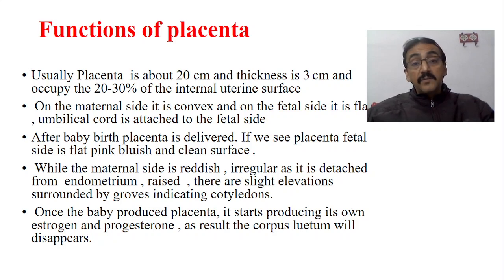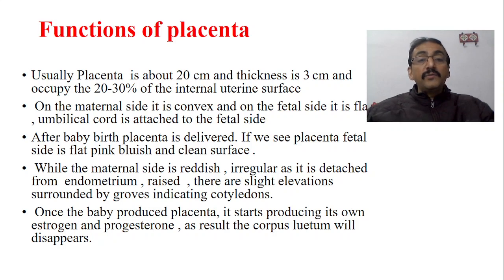On the maternal side it is convex, and on the fetal side it is flat, and the umbilical cord is attached to the fetal side. After the baby is born, the placenta is delivered. If we see the fetal side as a flat, pink, bluish, clean surface, then it is good. On the maternal side, it is more reddish and irregular, detached from the endometrium, raised, with slight elevations surrounded by grooves indicating the cotyledons.